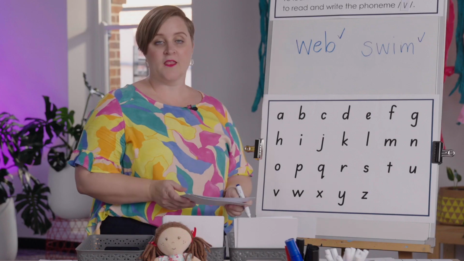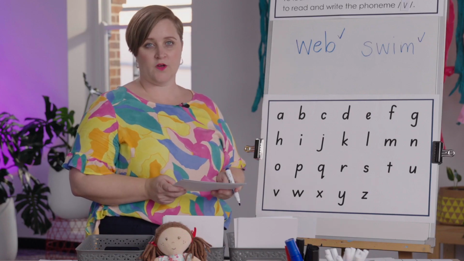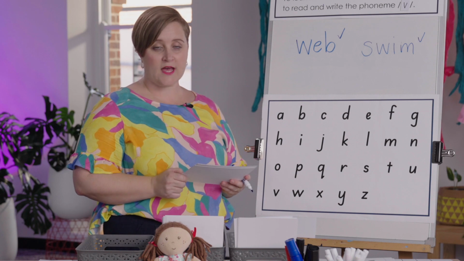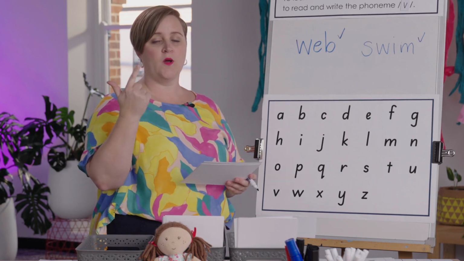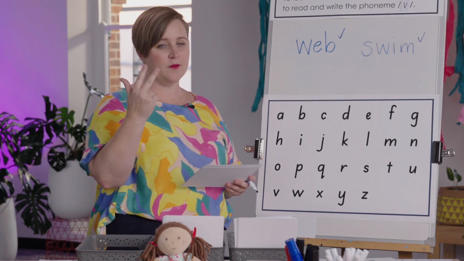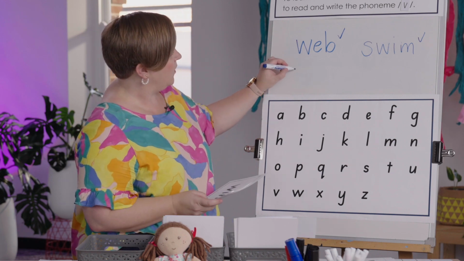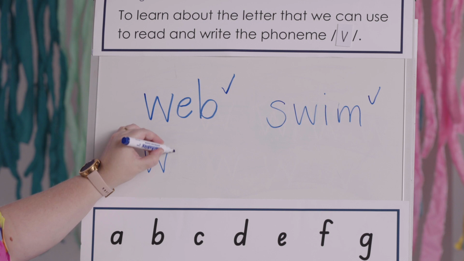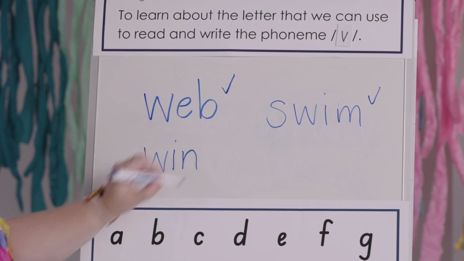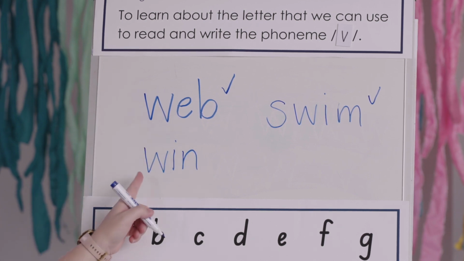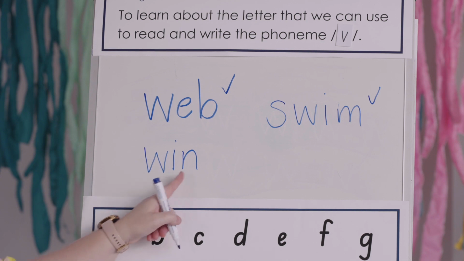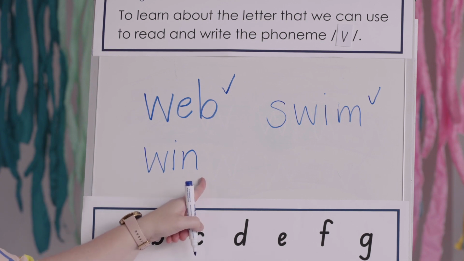Last one. The word is win. What word? Win. Off we go. Tap out those phonemes. W, i, n. How many sounds? 3. Write them down. W, i, n. How did you go? Does yours look like mine? W, i, n. Win. Tick or fix.